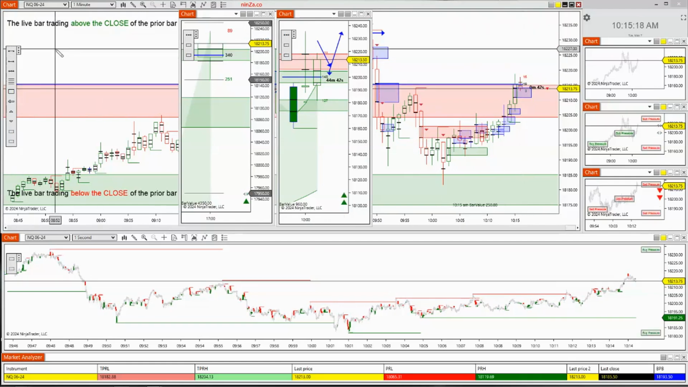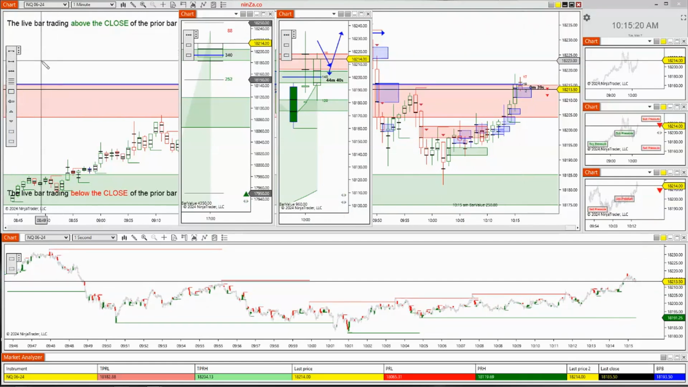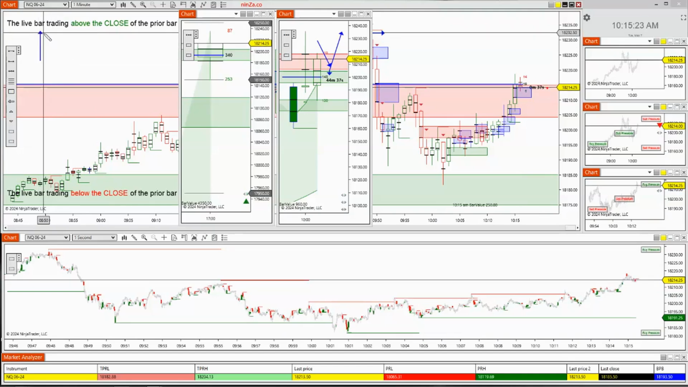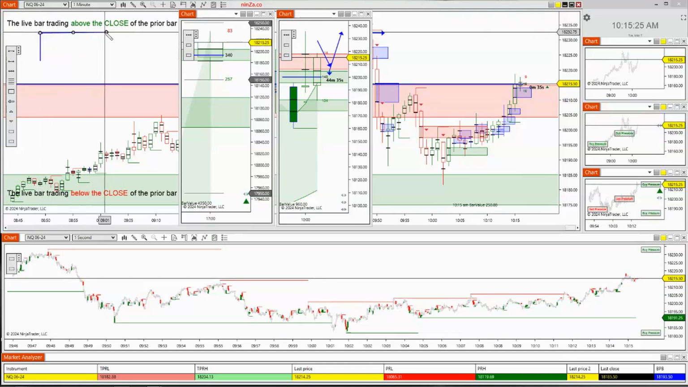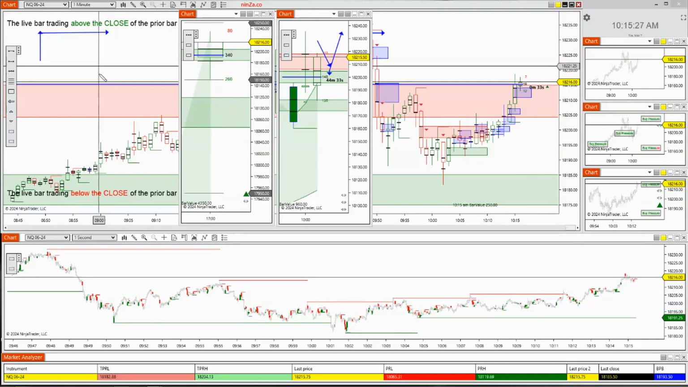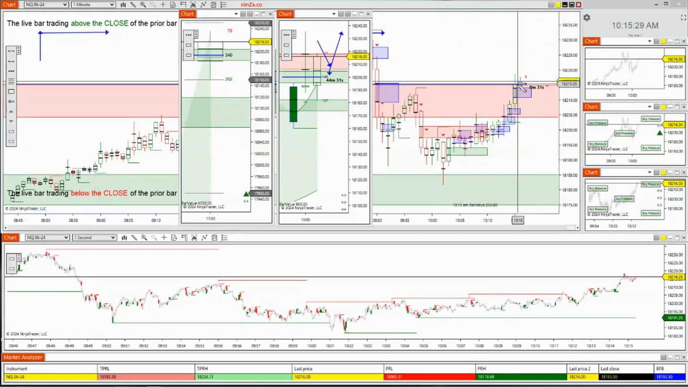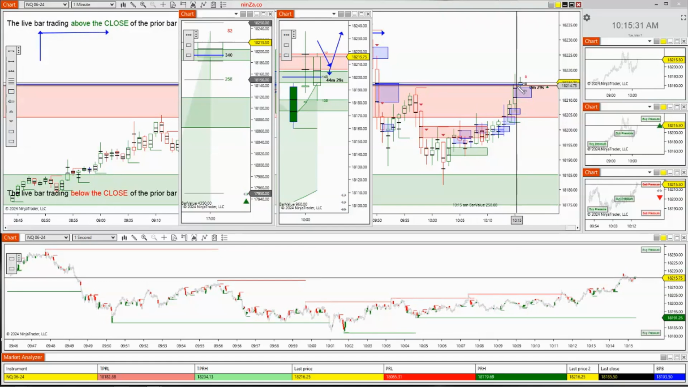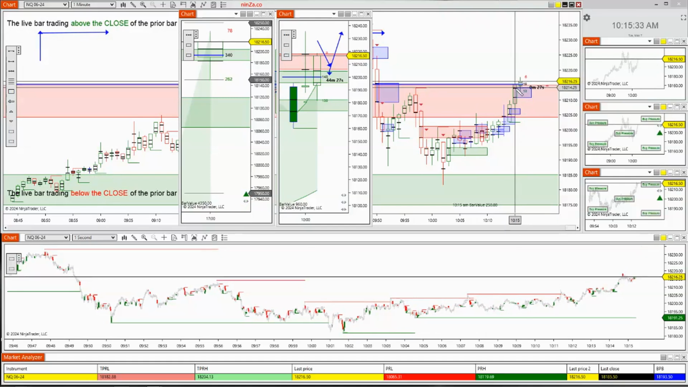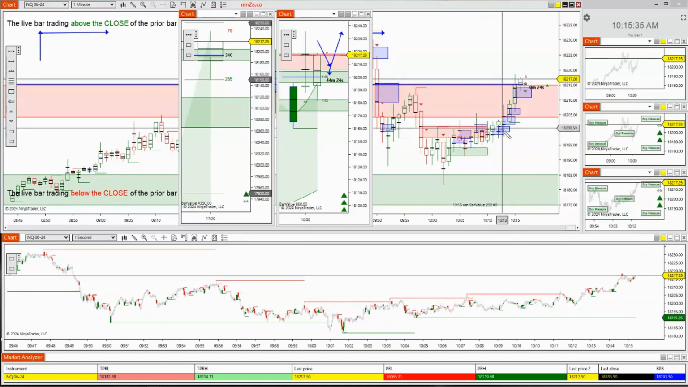And I definitely want to touch on this rule before I go. Want that live bar trading above the close. We want the live bar trading above the close for the long. If it's beneath the close, the momentum is not on your side. And that's what made this kind of challenging.